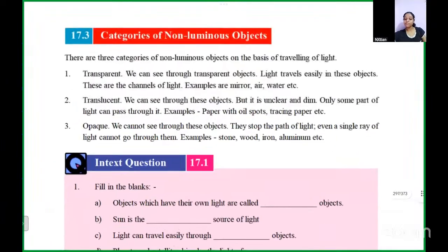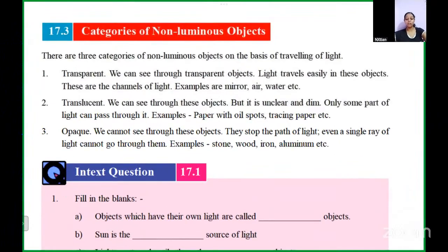Now, categories of non-luminous objects. There are three categories of non-luminous objects. Non-luminous means those objects which do not have their own shine, which do not have their own light. These are three types, on the basis of traveling of light.